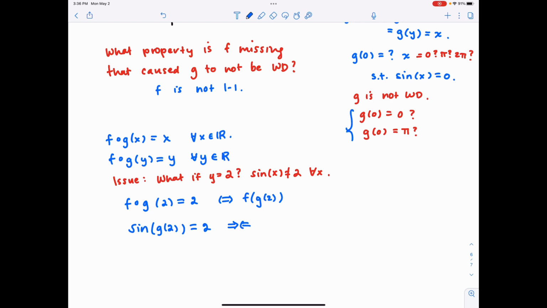And so the question is, how do we define G of 2? No such value can be such that when I plug it into sine, I get 2 out. And so the issue we're getting here is that G is not defined.